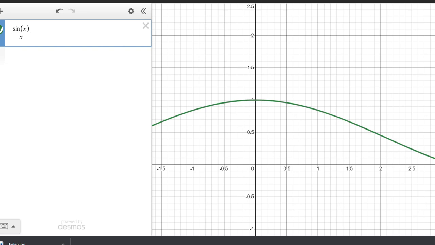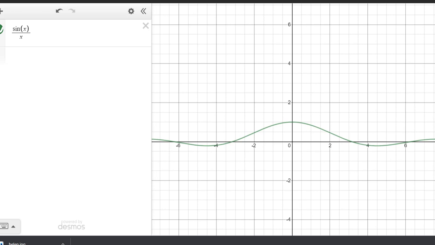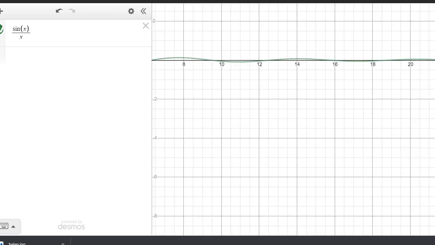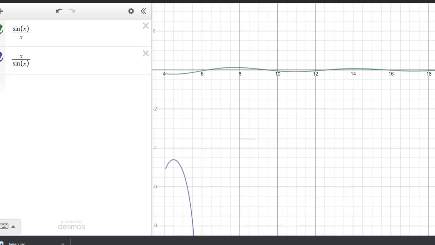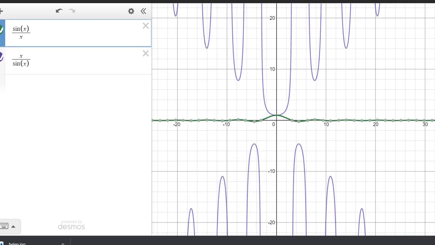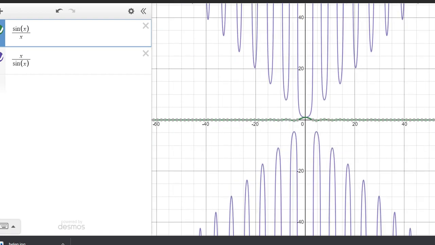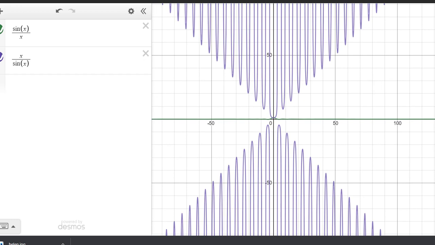Now, to show you the other one, let's actually do the limit of x over sine x. X divided by sine x. This is going to look interesting. Check this out. And now, look at this function. There you go. This is what the reciprocal function looks like.